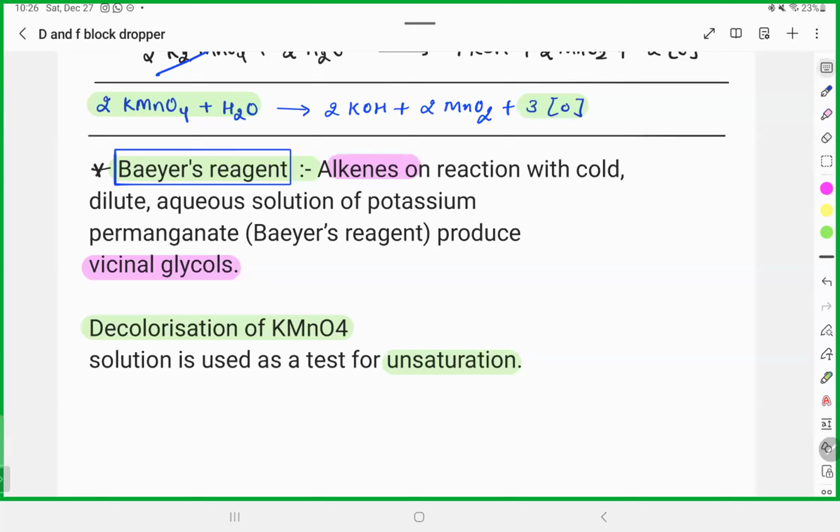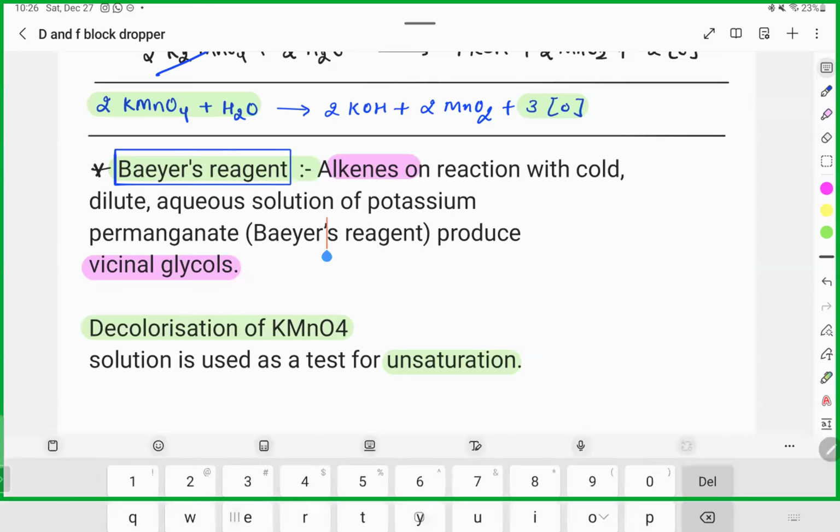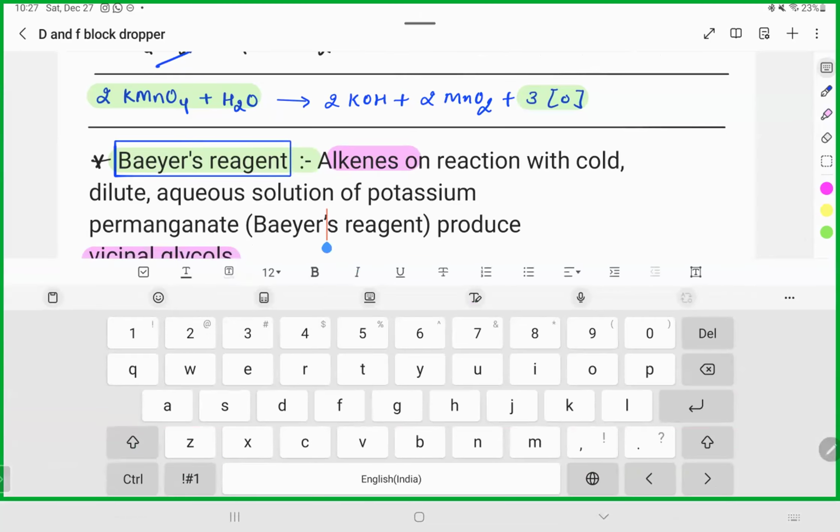Cover all these elements: atomic radius, ionic radius, metallic character, boiling point, melting point, then density, ionization enthalpy, after ionization enthalpy, electrode potential, then color. We did oxidation state, we did alloy, we have to do.